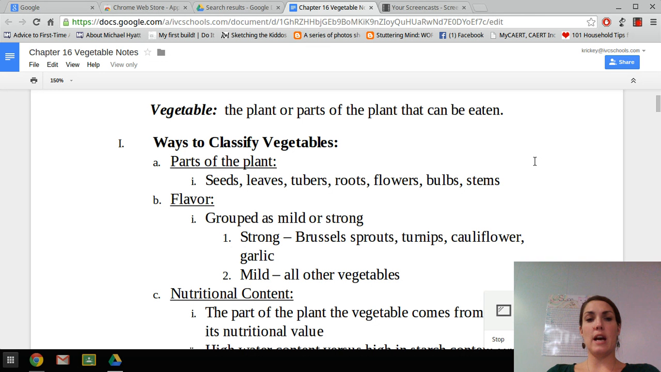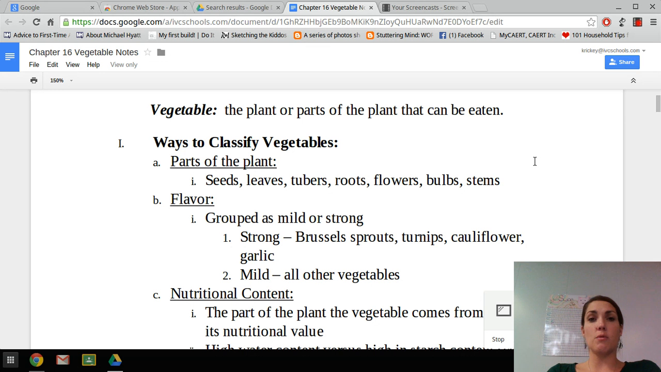So first of all, we'll look at the different parts of the plant. There's actually 8 parts of the plant. There's only 7 listed on the screen, so listen carefully for that 8th part. But the 8 parts are the seed, which would be like corn or beans; leaves, lettuce, cabbage, spinach, that counts; tuber, which is the potato family; a root, carrot would be an example; a flower, broccoli, cauliflower, those parts you eat are even called florets; a bulb, which is like an onion; a stem, which would be like celery or rhubarb; and the last one that's not listed is the fruit.